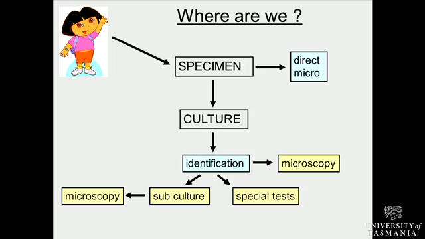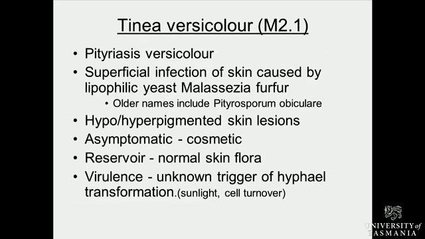So, how do you know what you've grown on the plate is in your specimen or from the air? Often you don't know. And the only way of being sure is if it's airborne, it won't be there on direct microscopy. So seeing stuff on this microscopy directly from the specimen helps you prove that what you grow really is from the specimen and not from the air or contamination. Right, so tinea versicolor is a disease.